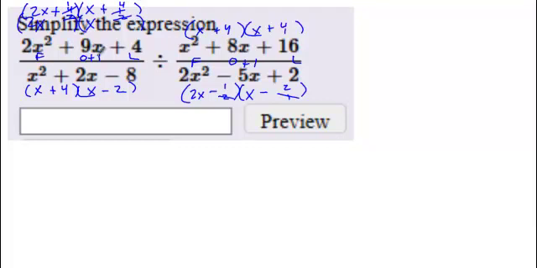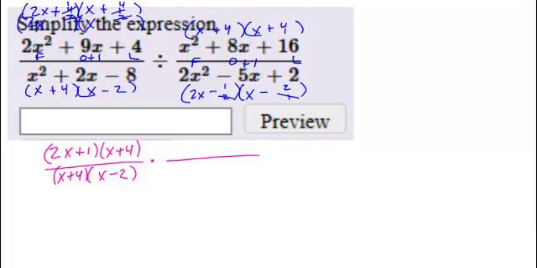Okay, so once you get this all factored, what we're now going to do is invert and multiply. So you get 2x plus 1 times x plus 4 all over x plus 4 times x minus 2. We're going to invert and multiply. The x plus 4 times x plus 4 gets moved to our denominator, and the 2x minus 1 times x minus 2 gets moved to the numerator.